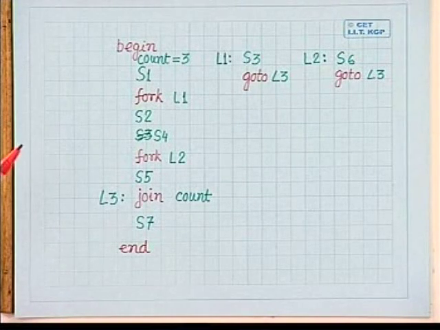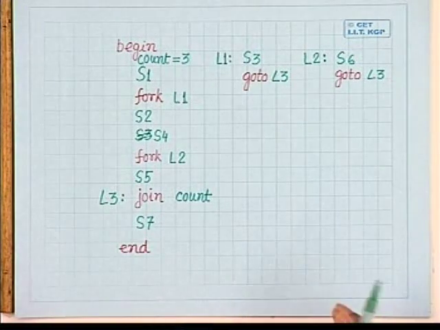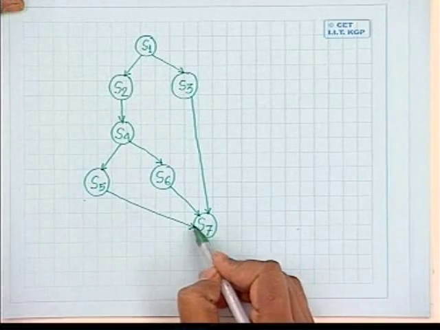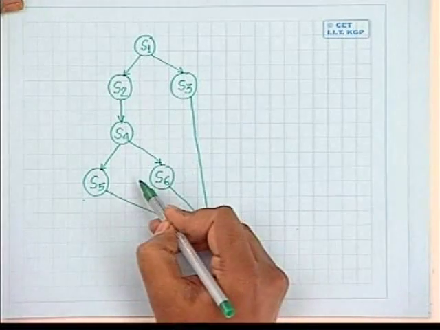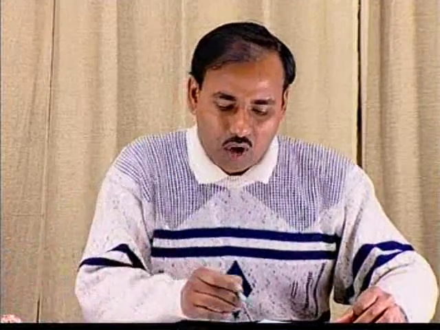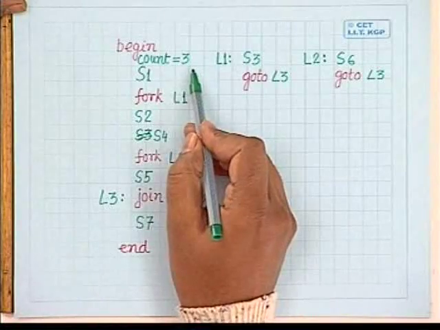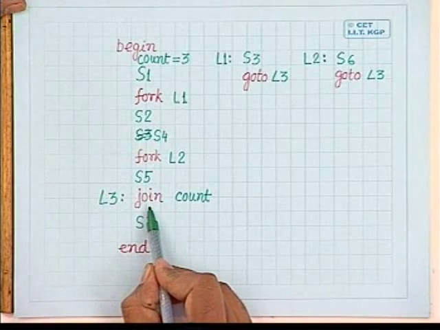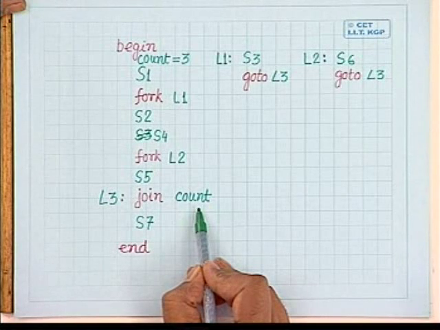How do you initialize the count? After studying your precedence graph, you find that at this point, all these 3 processes are to be combined to give you a single process. That means 2 processes have to be terminated and 1 process has to continue to execute statement number S7. So that is why I have initialized the value of the variable count to 3, indicating that 3 processes are to be combined at a point.